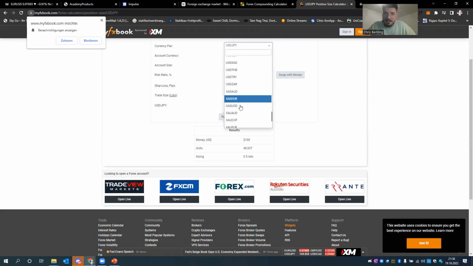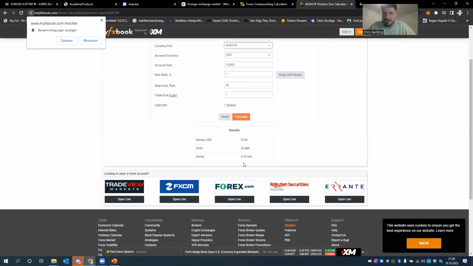And that's why something like this, like a tool, is really, really important. Let's do another one. Let's do Swiss francs and Japanese yen. Okay, that's the same lot. Let's do Australian dollar. There you see. This is a good example.